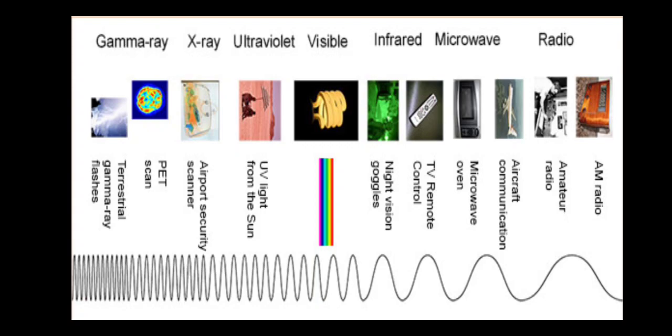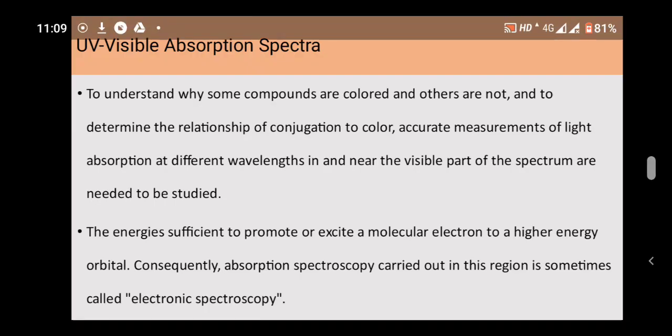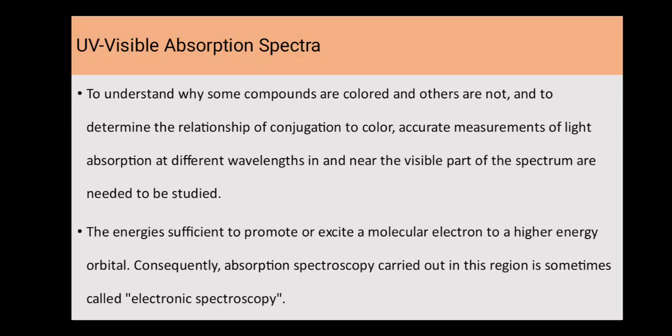The most important are the ionizing radiations, and the X-rays and gamma rays are the types of ionizing radiations, and they can knock the electrons from the shell of the atoms, turning them into ions, and this process of ionization can lead to cancer also, and gamma rays are used for the sterilization of food. Now we will see the UV visible absorption spectra.